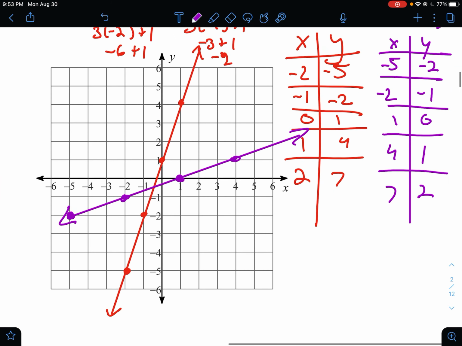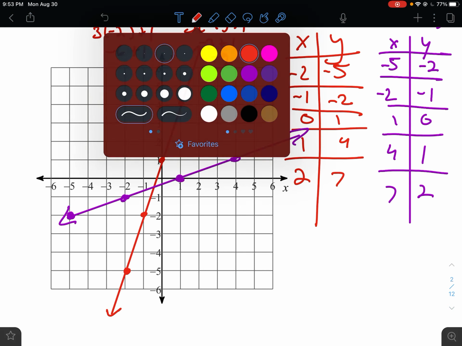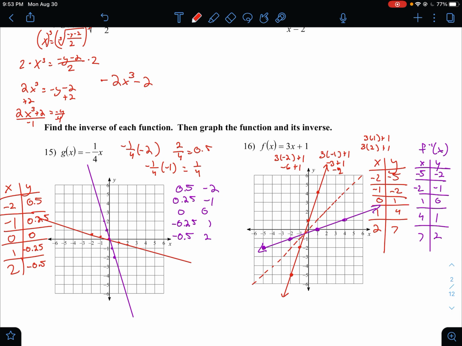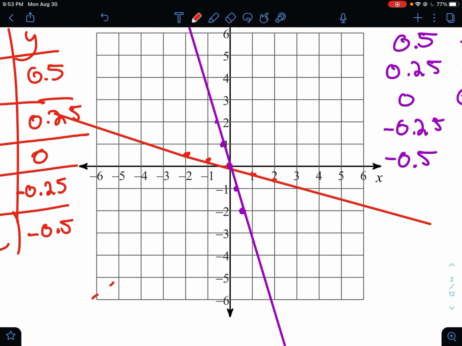Now again, you should be able to tell that these are inverses because they reflect over the line y equals x. And obviously the same thing is true here.